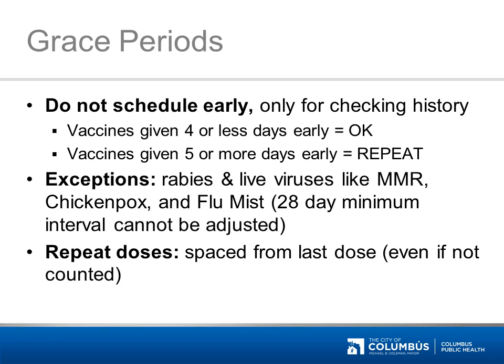Doses that don't count must be repeated. If a dose needs to be repeated, it should be spaced from the last dose, even if that dose wasn't counted. Sometimes this can cause a long delay in finishing a series. For example, if the last DTaP is given before the 4th birthday, it needs to be repeated. The minimum interval for the last dose of DTaP is 6 months, so this means the final dose will have to be scheduled for 6 months after the dose that was given too early. Please remember, do not schedule a child to get vaccines in the grace period.